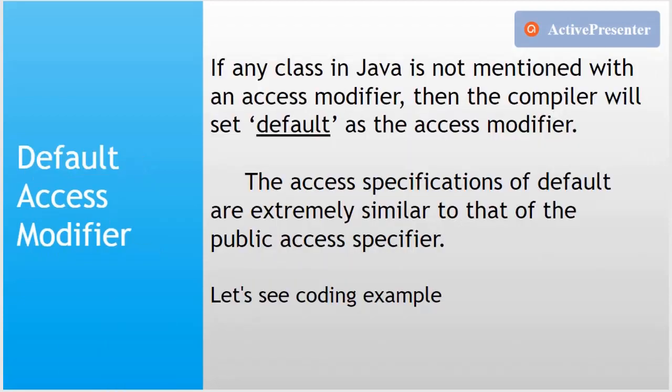So what is default access modifier? If any class in Java is not mentioned with an access modifier, then the compiler will set default as the access modifier. The access specification of default are extremely similar to that of the public access specifier. How? Let's see with an example.